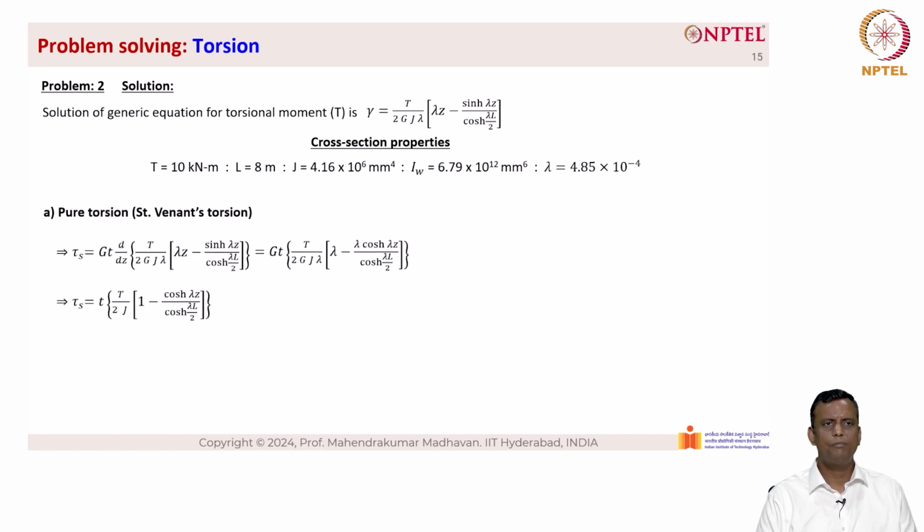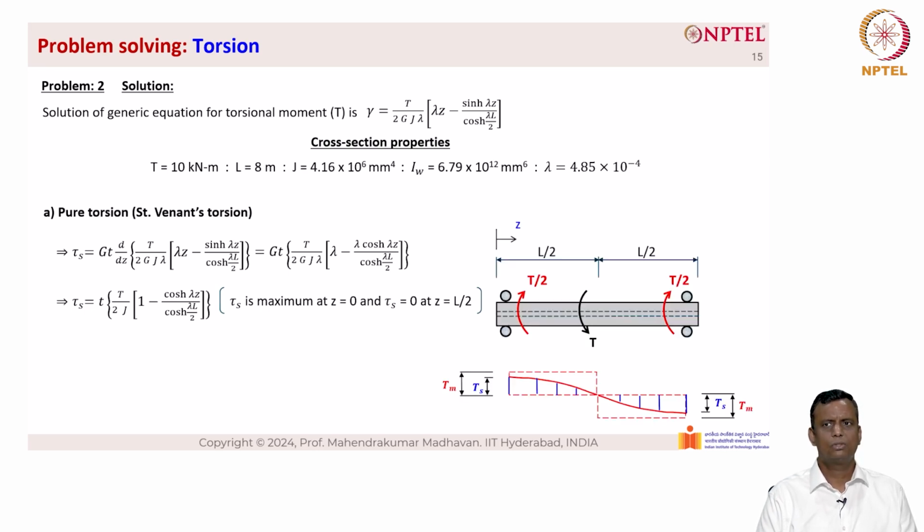Right. So when we simplify that further, we have tau sub S equal to T into t by 2J into 1 minus cosh lambda z divided by cosh lambda L by 2. Here the tau sub S is maximum at z equal to 0 and tau sub S equals 0 at z equal to L by 2, because tau sub S represents the Saint-Venant's torsion or uniform torsion, which is maximum at the ends and minimum at the midspan. So basically you can see here the nonlinear distribution in the red color curve on the right hand side, which is representing the uniform torsion, which is 0 at the midspan.